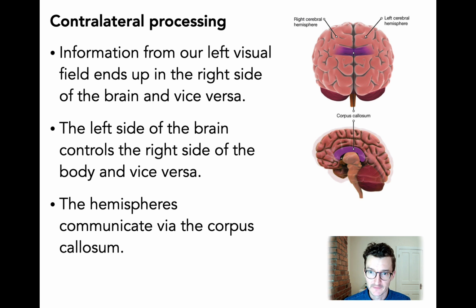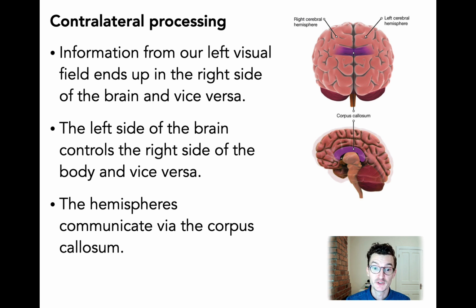So in intro psych, we talked about this in the context of visual processing. So visual signals from our left visual field end up initially in the right side of the brain, in right primary visual cortex. Visual signals from our right visual field end up initially in the left side of the brain, in left primary visual cortex. When we're talking about motor control, the left side of the brain, generally speaking, controls the right side of the body, and vice versa. So this is what we mean when we say contralateral control or contralateral processing.